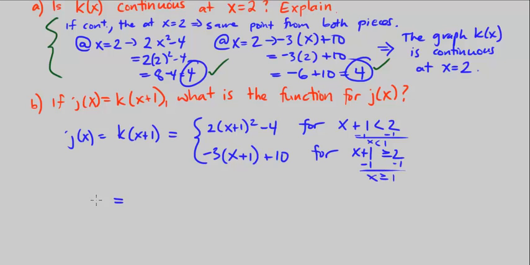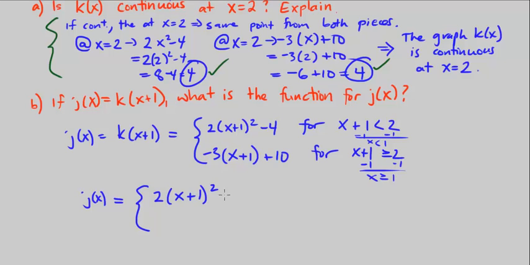So then let's rewrite j of x. I like them in this form because it tells me quickly that the parent function is x squared, shifted to the left 1 unit, vertical stretch of 2, shifted down 4 units. This one is a line shifted left 1 unit, with a vertical stretch of negative 3, so that's a vertical stretch of 3 and a reflection across the x-axis, shifted up 10 units. So keeping it in this format is good because we can quickly see what the graph is going to look like.